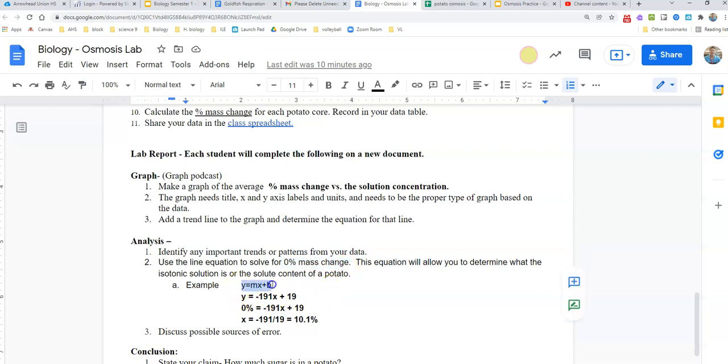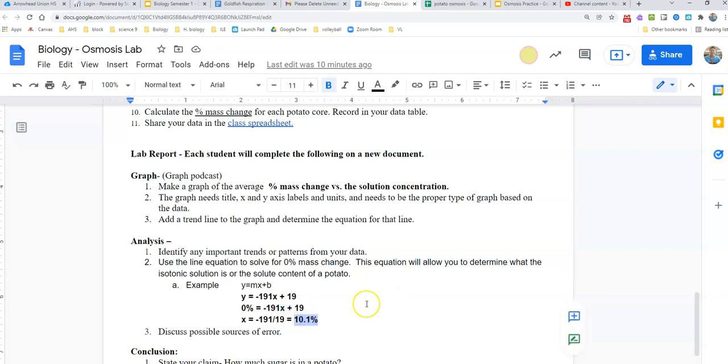So our equation, the y equals mx plus b, ended up being y is equal to negative 191x plus 19. So I'm going to set my 0% mass change to my y value. So y is equal to 0%. I'm then going to solve for x. So again, simple algebra. I subtract 19. I then am going to get x by itself. So I'm going to take 191 divided by 19, which will give me 10.1%.